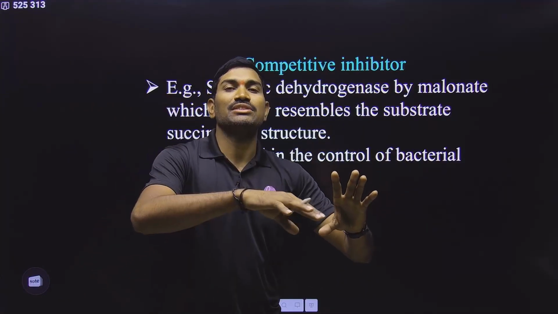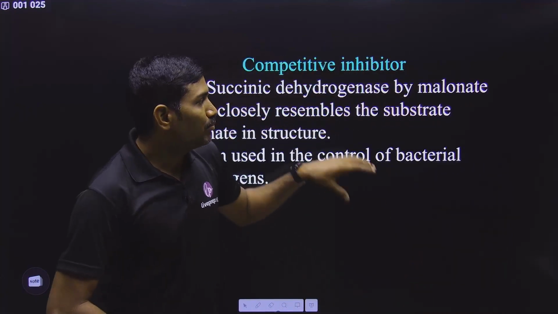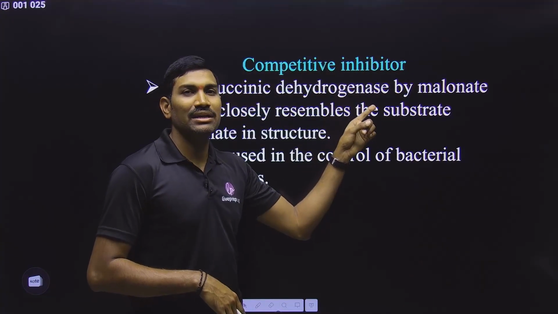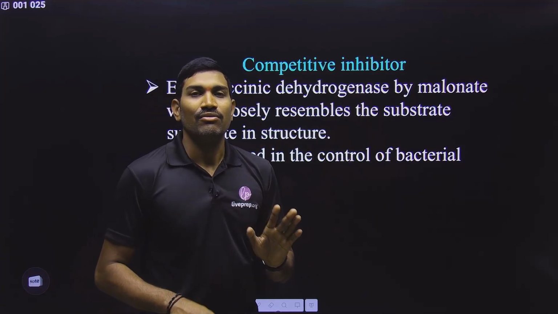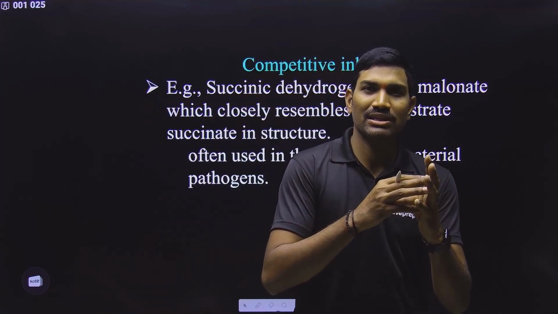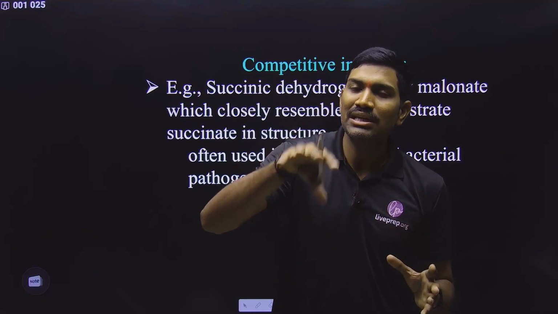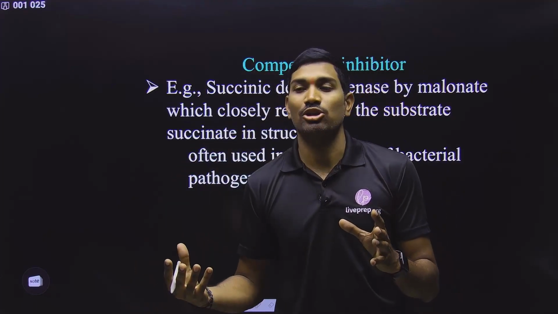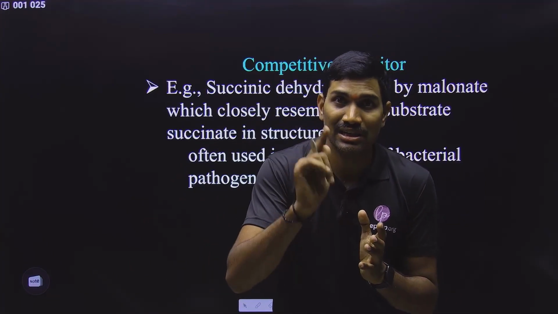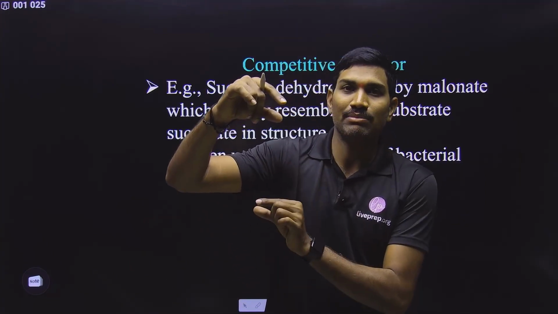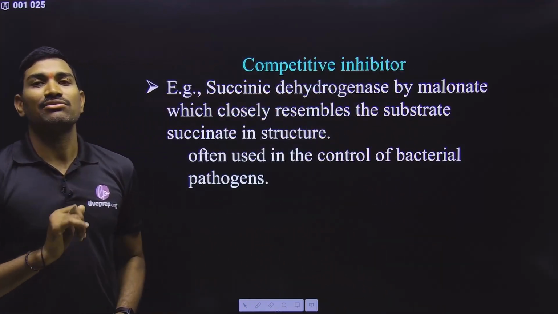By competing with the substrate. Why is it competing with the substrate? Because some portion of this inhibitor has structural similarity with the substrate. The substrate binds to the enzyme at the active site, right? So whatever portion of the substrate interacts with the enzyme, a similar structure is seen in the competitive inhibitor also. That's why it is also able to interact with the same enzyme at the same active site. That means both substrate and competitive inhibitor are trying to interact with the enzyme at the same active site.